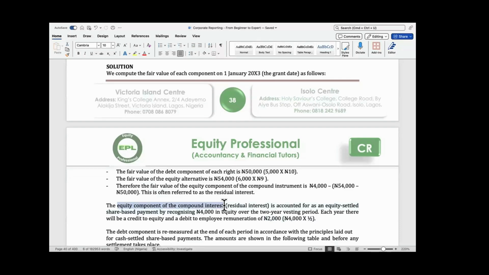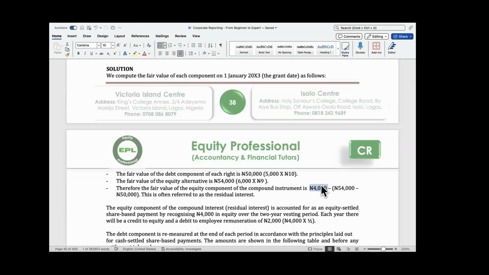So the only challenge you have in the exam is just for you to be able to get the value of the entire package, which they always give you, the fair value of the share alternative. In this case, it is 6,000 shares multiplied by 9 naira, 54,000. Just remove the value of the debt component from it, which is 50,000. This 4,000 becomes the value of the equity. So this value of the equity, we just recognize it just like we usually recognize equity settled. Since they didn't tell us anybody will leave, it's 4,000 divided by 2, equally over the years.